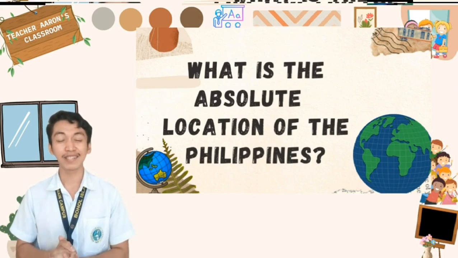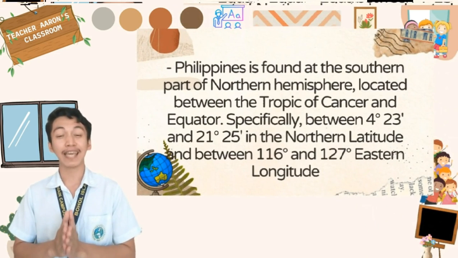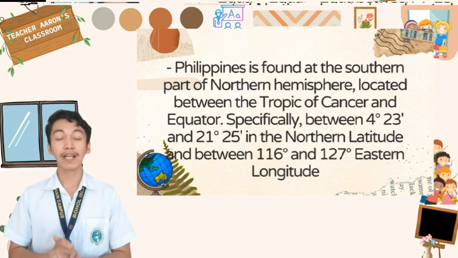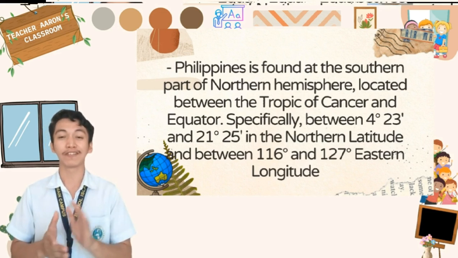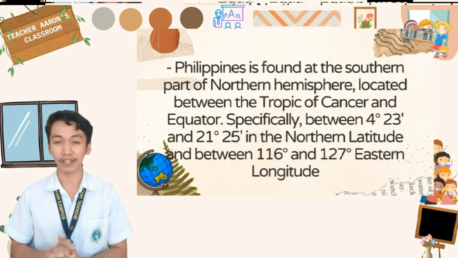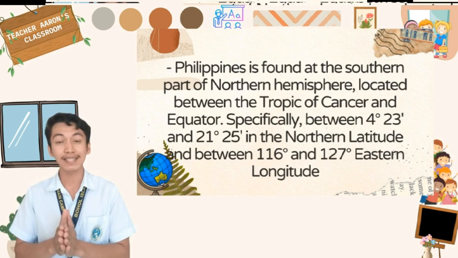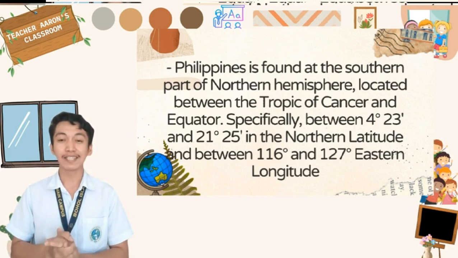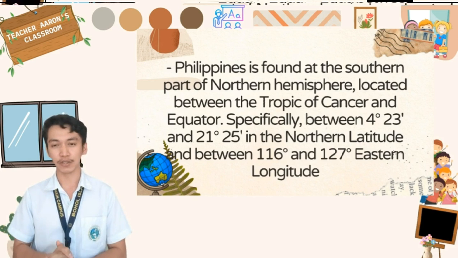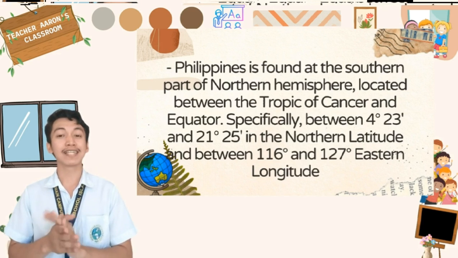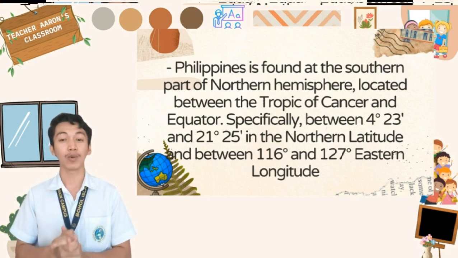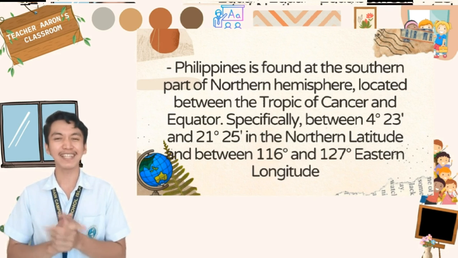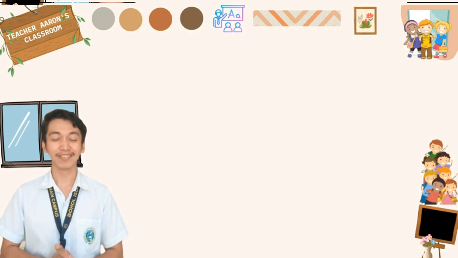Excellent! Very good, Rose. The Philippines is located at the southern portion of the northern hemisphere, between the Tropic of Cancer and the equator, specifically between 4 degrees 23 minutes and 21 degrees 25 minutes northern latitude, and between 116 degrees and 127 degrees eastern longitude. Very good! Am I clear?